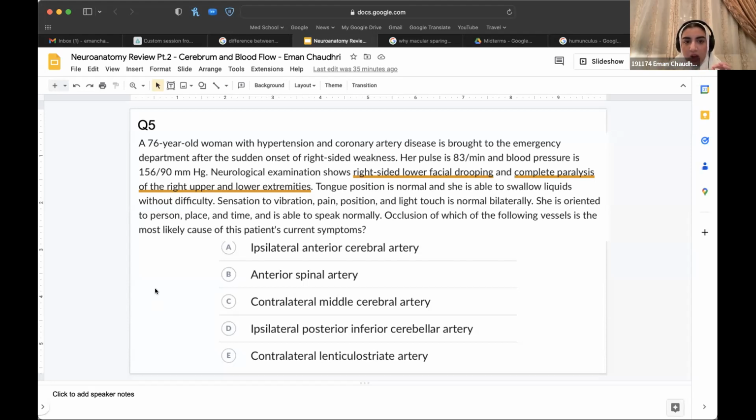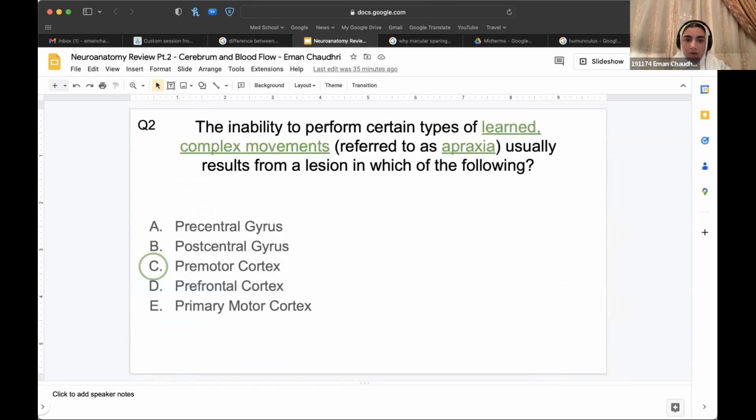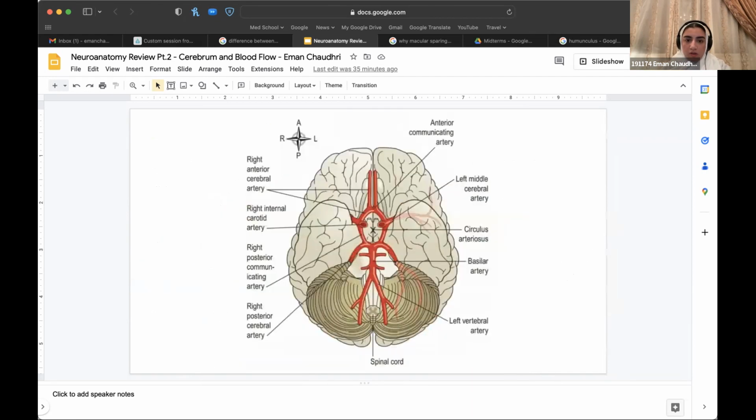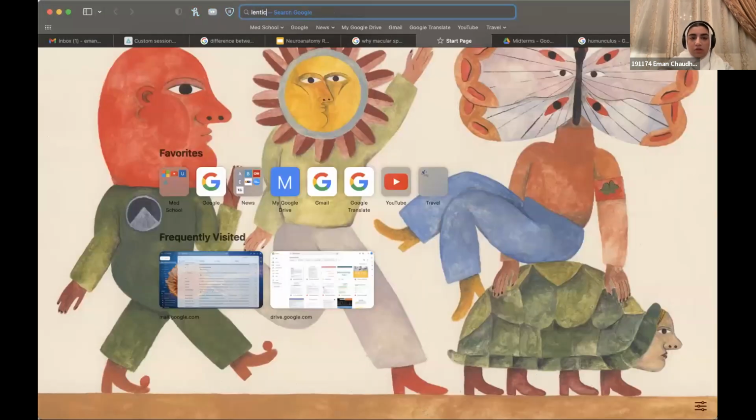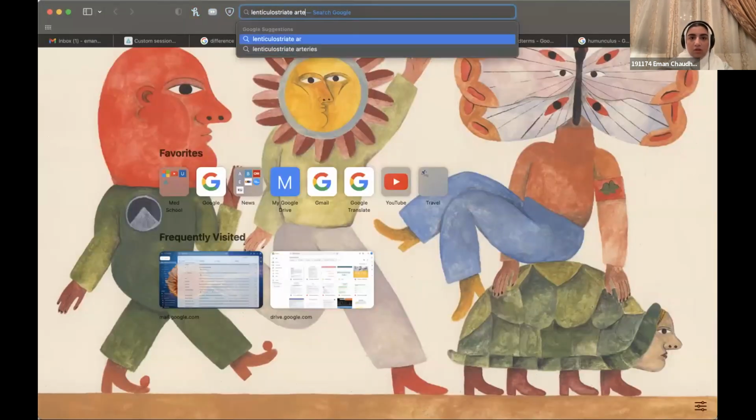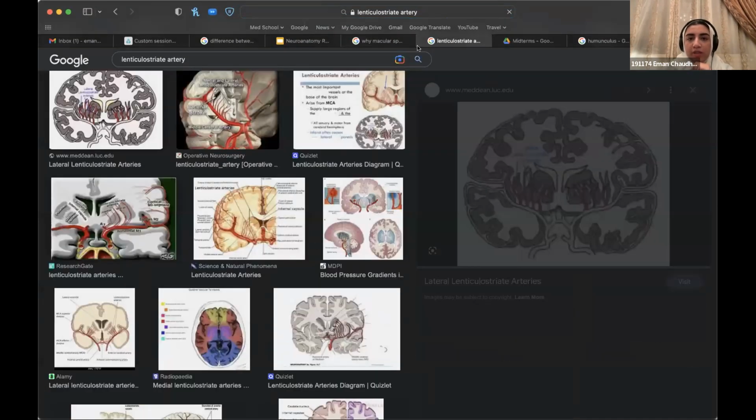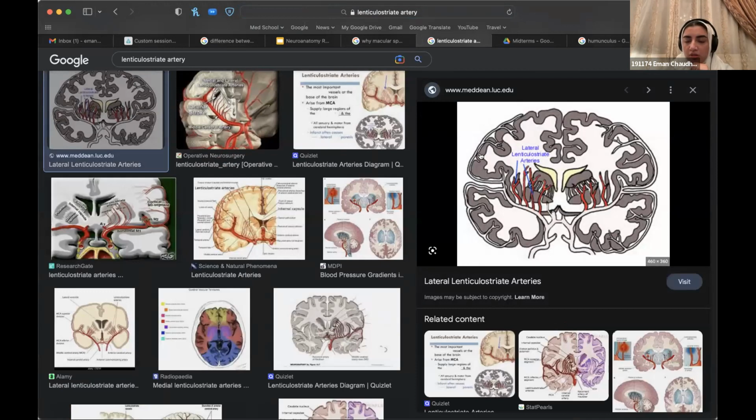Okay, let's see. I'll show you guys the answer and I'll explain. So the answer is lenticular striate arteries. Now let me see if I can find it here. Cannot see it here. Okay, 1 second. Your lenticular striate arteries, can you see this? Google Images. Can you guys see what I'm showing you? Yeah, okay, perfect.